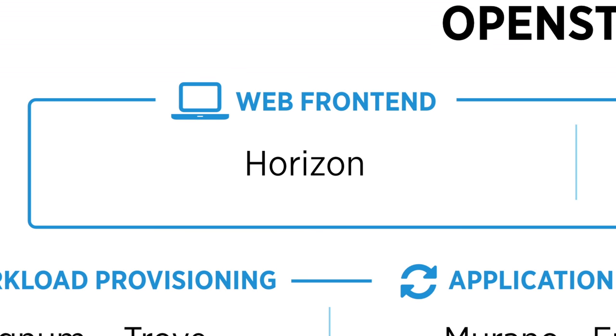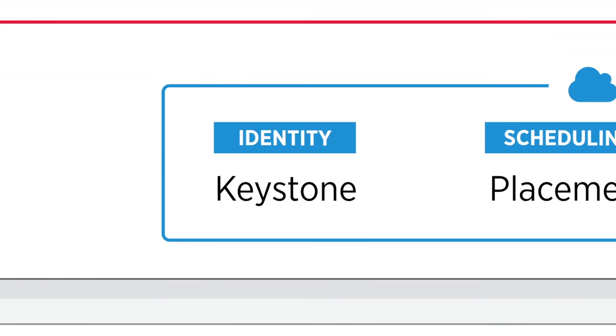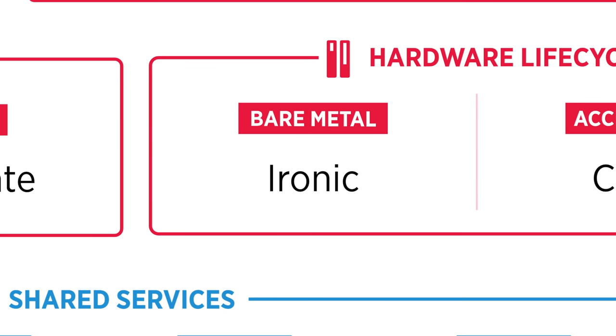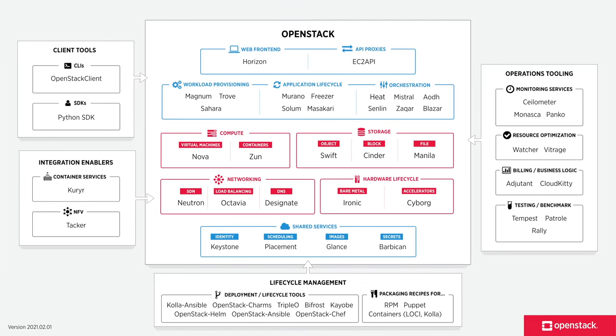The OpenStack Dashboard, which is called Horizon, is a web-based interface for managing OpenStack resources. OpenStack Identity, called Keystone, is a system for managing user accounts and access control. OpenStack Image, called Glance, is a service for storing and retrieving virtual machine images. OpenStack Bare Metal, called Ironic, is a service for provisioning and managing bare metal servers. So those are some of the more common services, and we'll be demonstrating some of them later in this course.